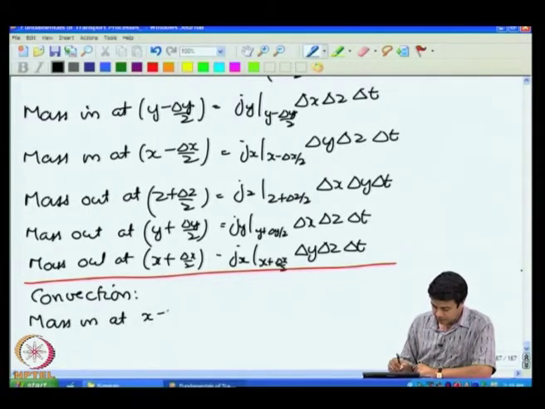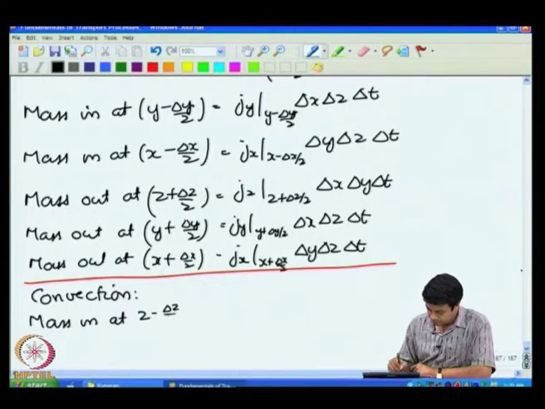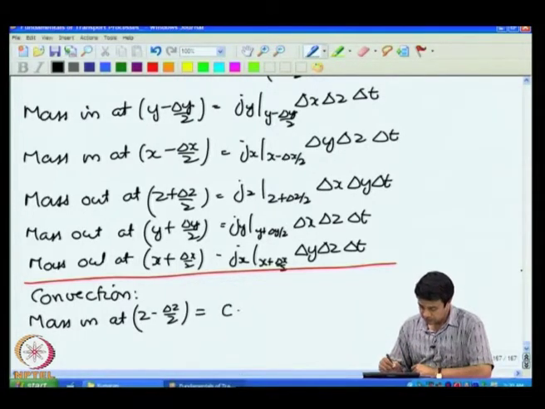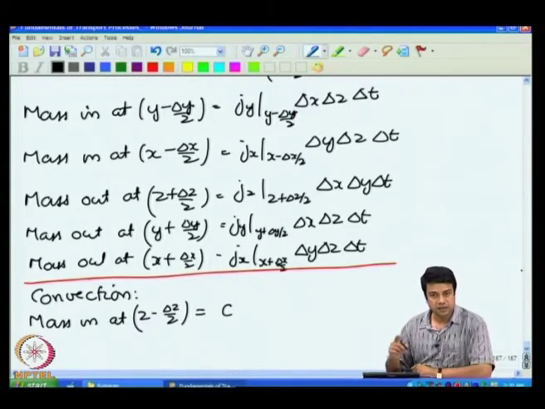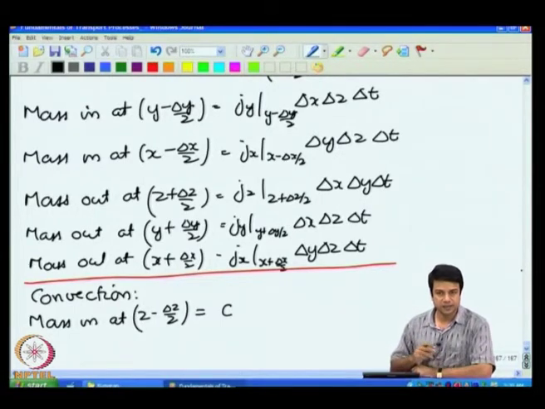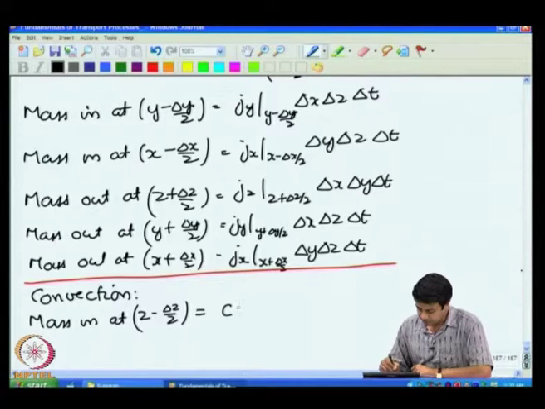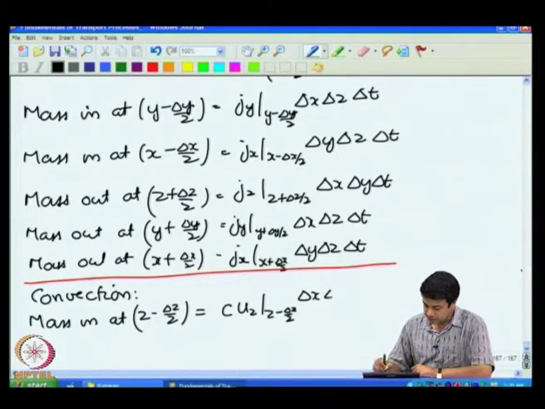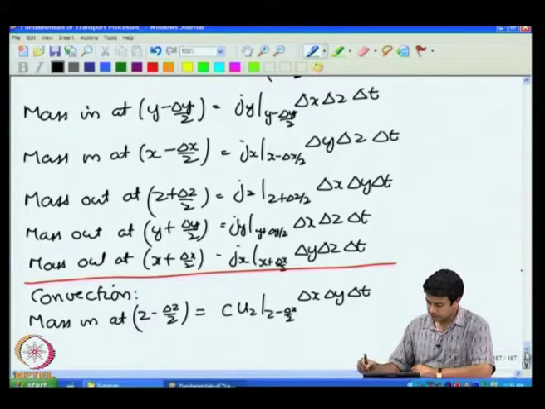at, let me first write it for z minus. The mass in at z minus delta z by 2 due to convection is equal to the concentration times the velocity perpendicular to the surface, because it is only the velocity perpendicular to the surface that is increasing the mass within this volume. So, the velocity perpendicular to the surface, times the area. Area in this case is delta x, delta y, delta t.